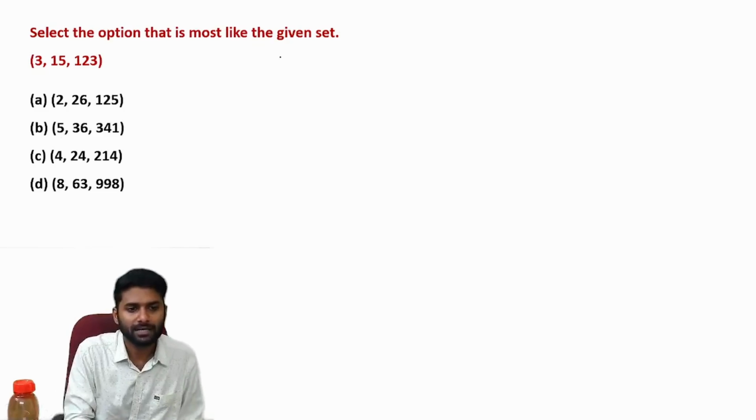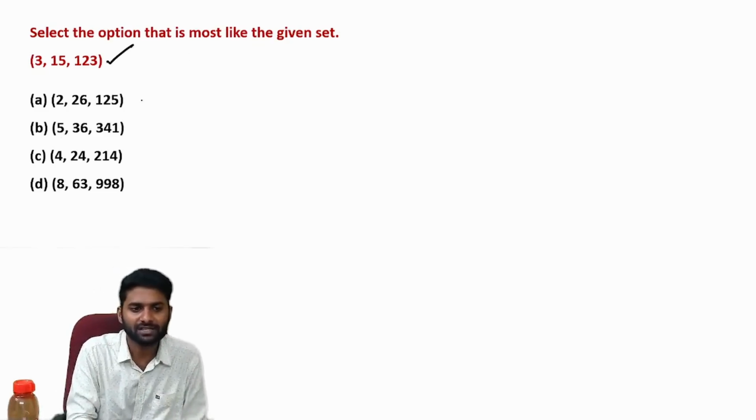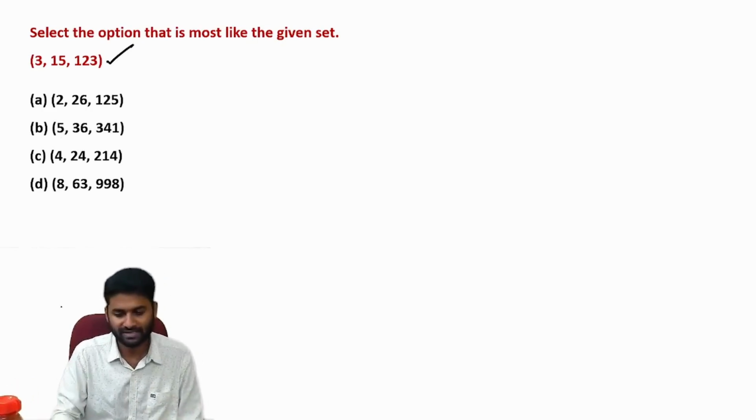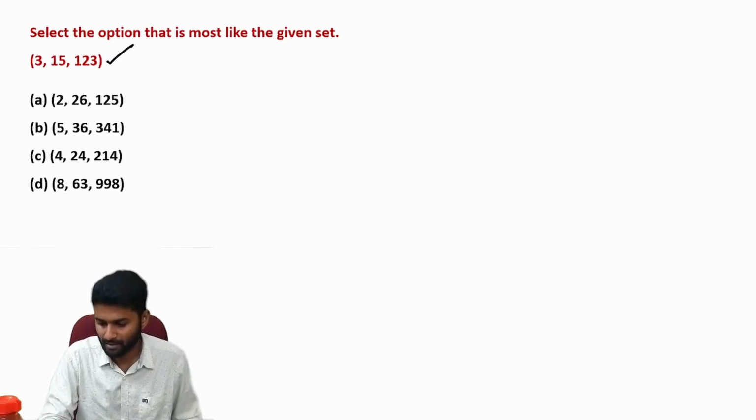Now see, select the option that is most like the given set. Guys, identify the relation, and one of the options must satisfy that relation. So which is the suitable answer? Like a classification based question.